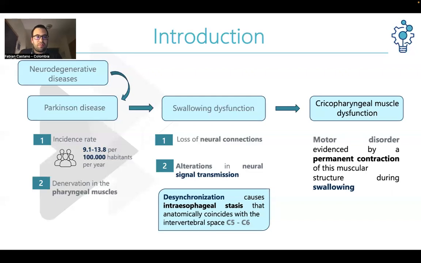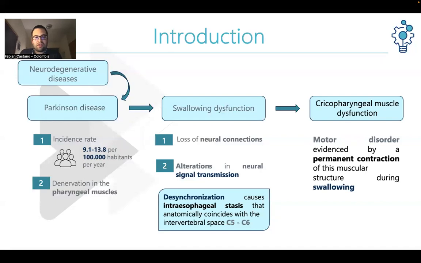As you know, Parkinson's disease is a neurodegenerative disease that affects nearly 9.1 to 13.8 per 100,000 inhabitants per year. It's a degenerative disease that affects the pharyngeal muscles and produces dysfunction in the swallowing process.